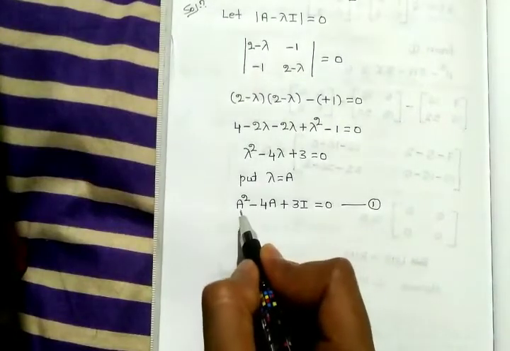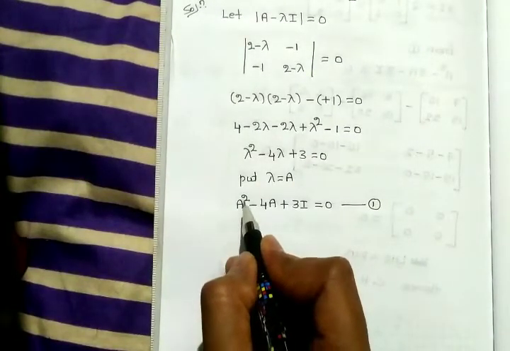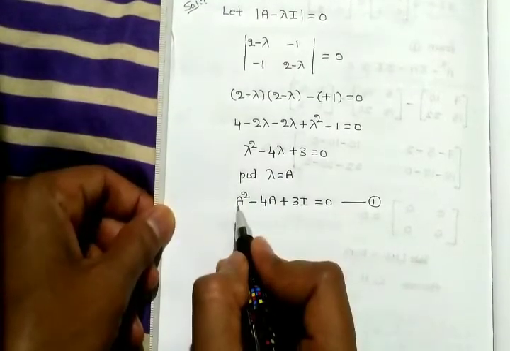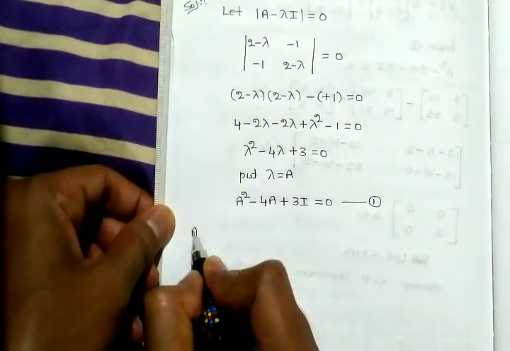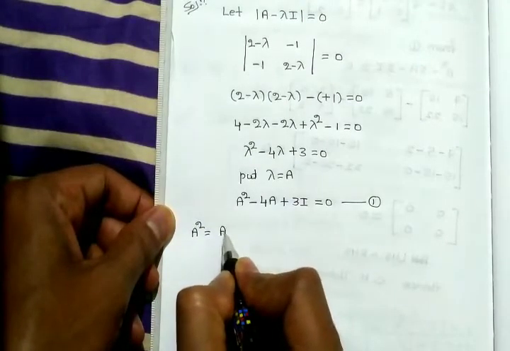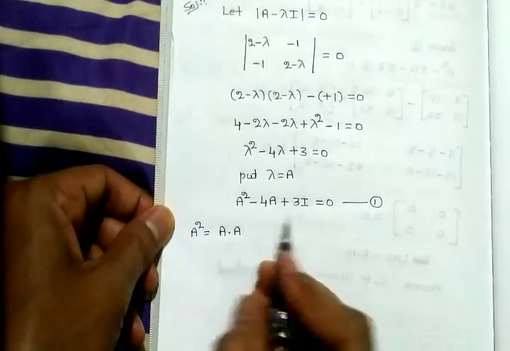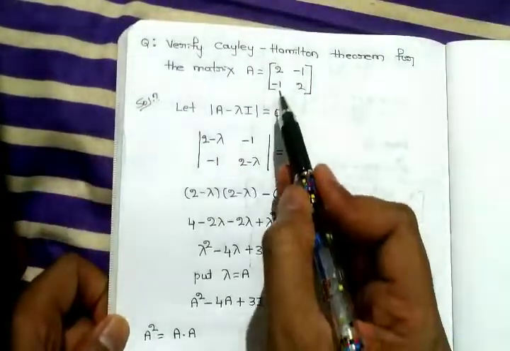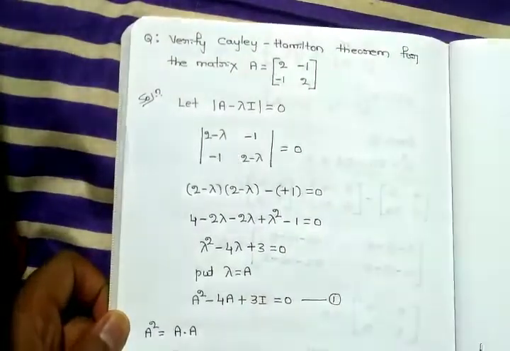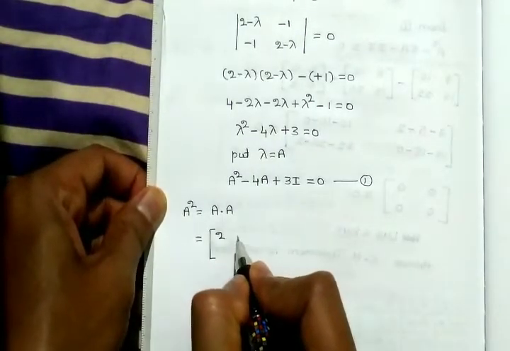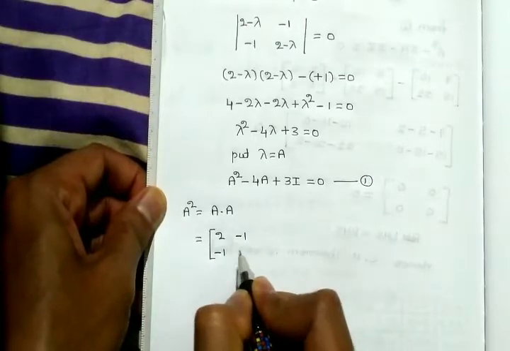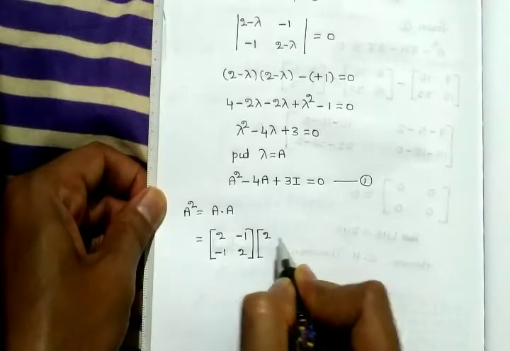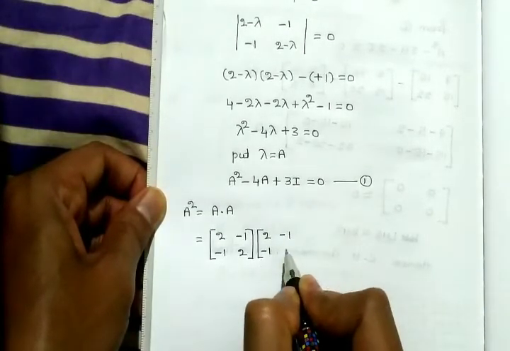Next you need to find three values: A square value, 4A value, 3I value. First I am going to consider A square. A square is equal to A into A, correct? So what is the A value? [2, -1; -1, 2] into [2, -1; -1, 2].